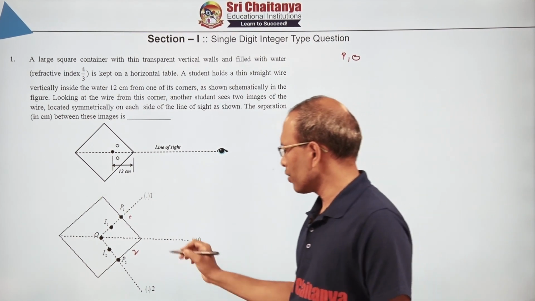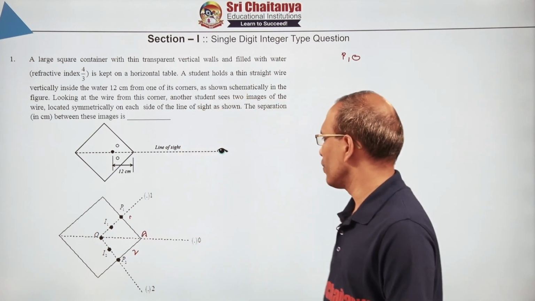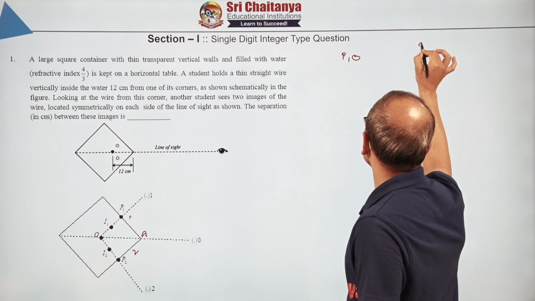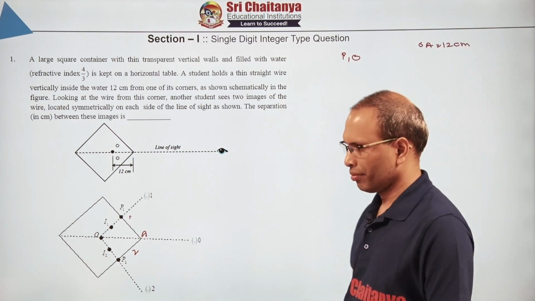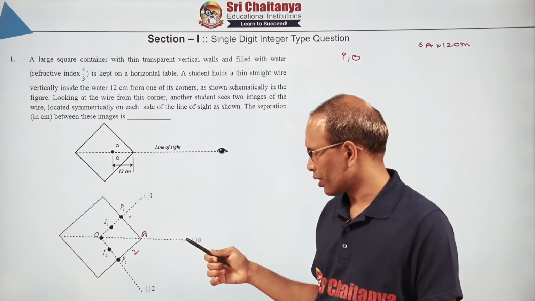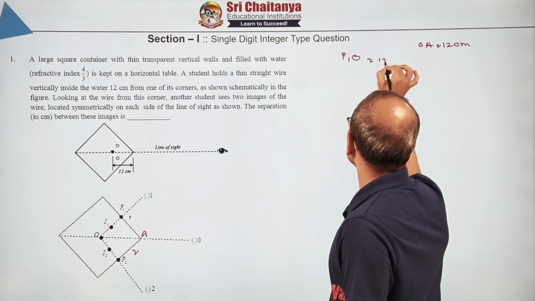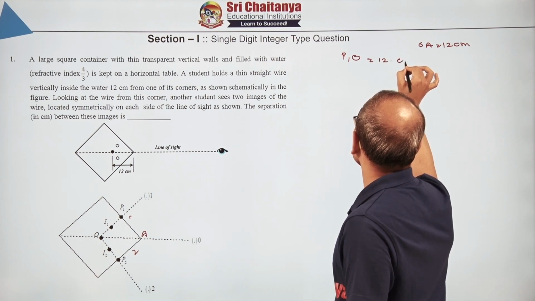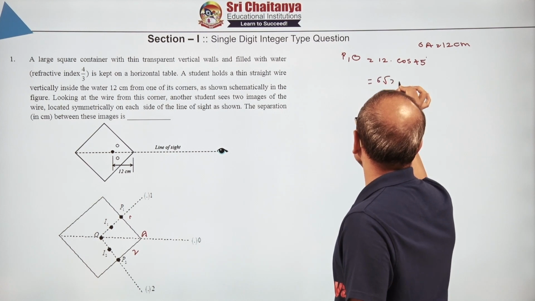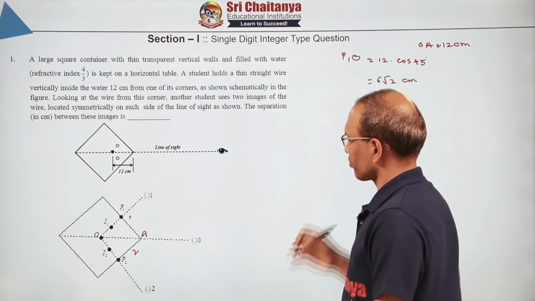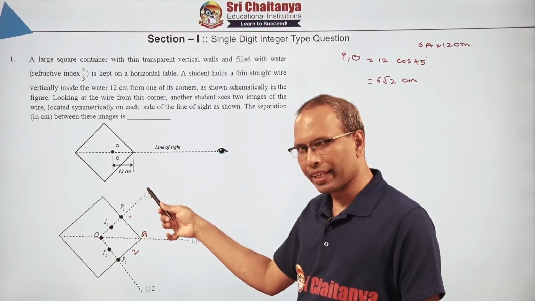Now in the diagram, suppose this is point A. It is given to us that OA is 12 centimeters. Then the distance P1O will be 12 into cos 45, which will be 6 root 2 centimeters. Now this is the object distance for this refracting surface.